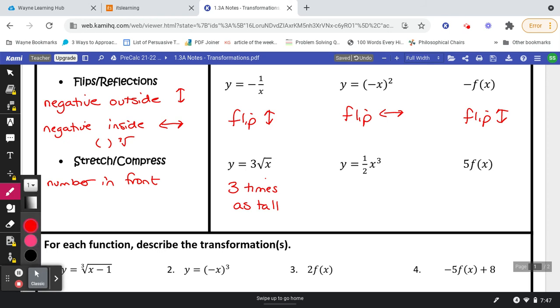So just as an example, so you can see it, you don't have to write this down, but I just want to show you a normal square root graph would look something like that. And if you put a 3 in front, it's going to get just that much taller. It's going to look more like that. So it's going to grow taller. The next one, half in front, is going to mean it's half as tall. And the 5 in front would mean 5 times as tall.